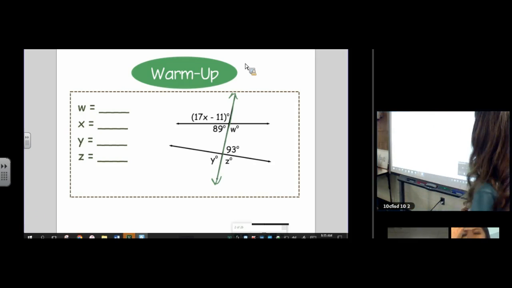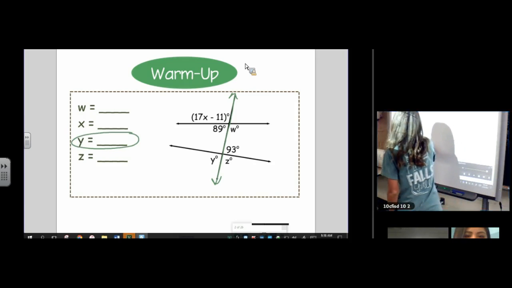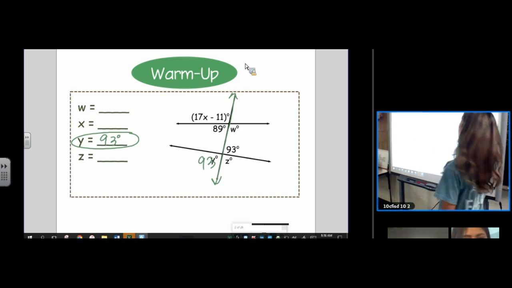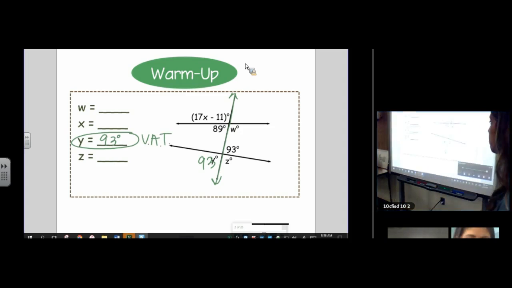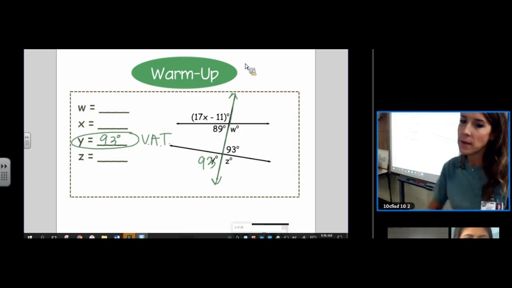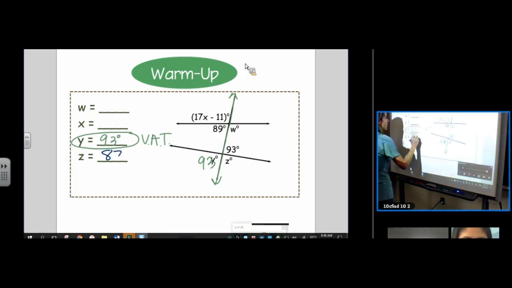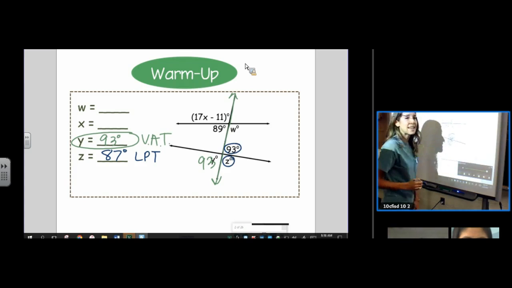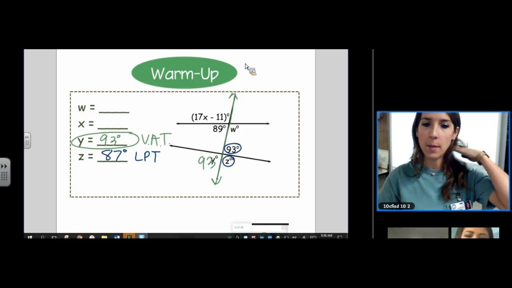All right, so I think y is the easiest one. The measure of angle y is, of course, 93 degrees. And why is y 93? The vertical angle theorem tells us so. You guys already told me that angle z is 87 degrees. Why? Linear pair theorem. So the angle they gave us and angle z are supplementary. If two angles form a linear pair, then they are supplementary.